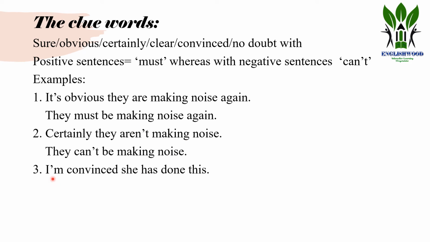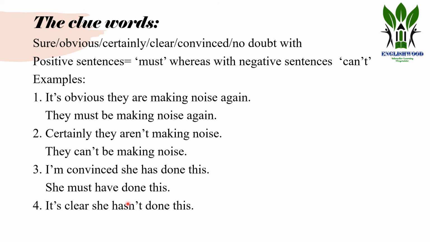Alright. I'm convinced she has done this. Okay. She must have done it. So I'm convinced is also replaced by I'm sure. I'm sure he has done this. She has done this, she must have done this. So I am convinced she has done this, she must have done this. It's clear she hasn't done this. Okay, that means she can't have done this. Okay, so remember this kind of variations. That's all. Others are same.